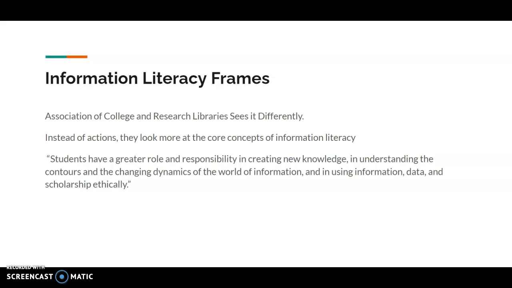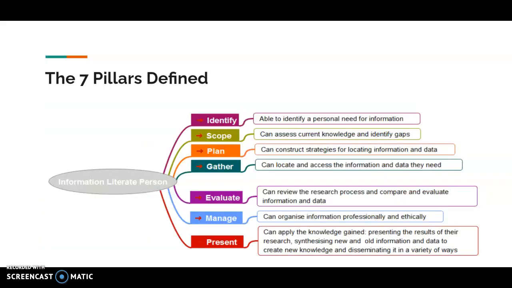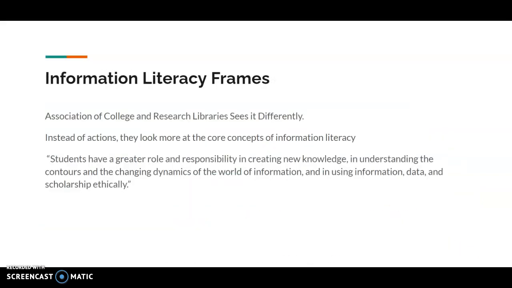Now, I just showed you one of the 7 pillars from one library organization. There's another organization, the Association of College and Research Libraries, and they see the framework for information literacy a little bit differently. So instead of having the how-tos, this kind of walks you through how to do information literacy. The ACRL looks more at the core concepts of information literacy. Like the definition we saw at the beginning, what does an information literate person understand?